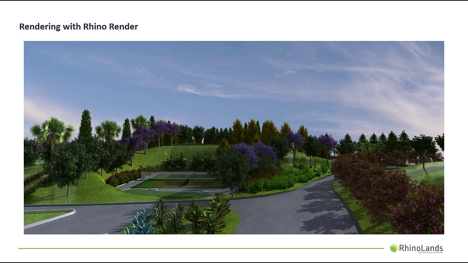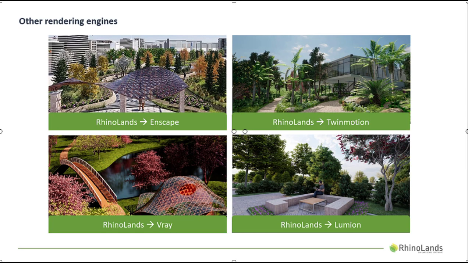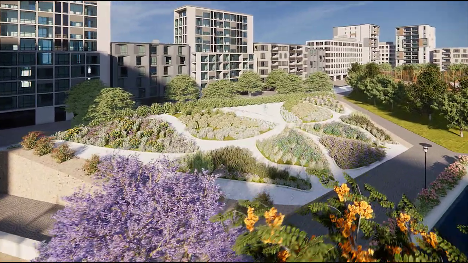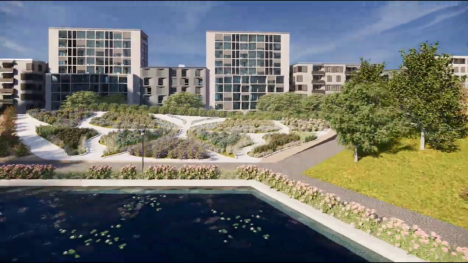This rendering of a landscape project was created using the internal Rhino render. So with RhinoLands, you can achieve similar realistic results even without external rendering tools. These are the rendering results of a RhinoLands model utilizing some of the most popular rendering tools in the market. These are the results with Enscape, V-Ray, Twinmotion, and Lumion. This animation is from a RhinoLands model rendered using Enscape. The plants featured are native RhinoLands species.